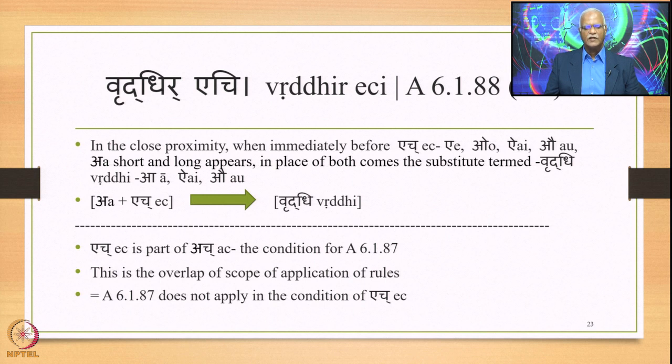What is important here is that ec is part of ac, which is the condition for 6.1.87 to apply. Now we see that there is some overlap of scope of application of rules over here. 6.1.87 says when ac follows a, the resultant output should be guṇa, and ac includes ec. Now with respect to this ec, which is the overlap domain, 6.1.88 says that vṛddhi substitute takes place in place of both of them. Now in this smaller domain, vṛddhi is the substitute that overrules the guṇa substitute, and so 6.1.87 does not apply in the condition of ec coming immediately after a, and 6.1.88 applies over here.